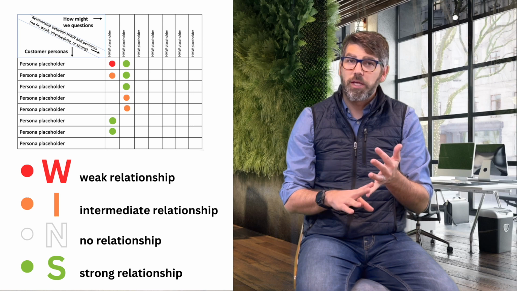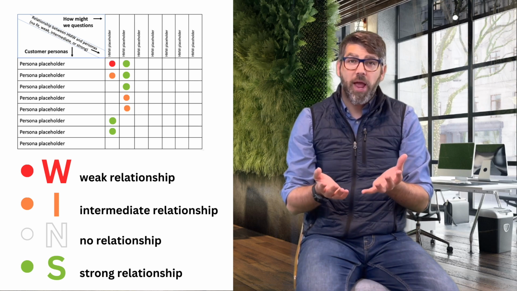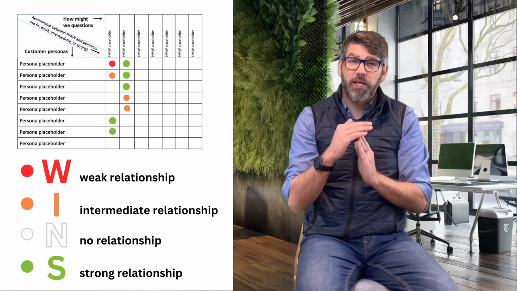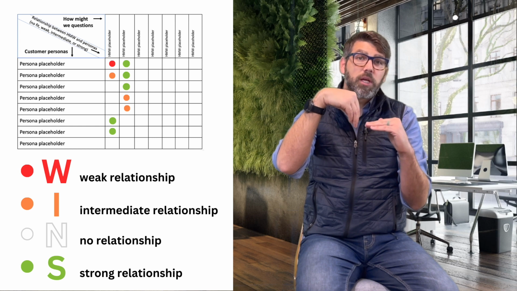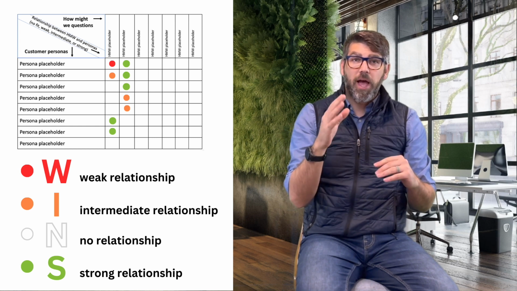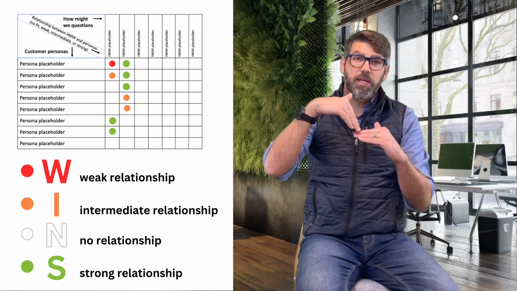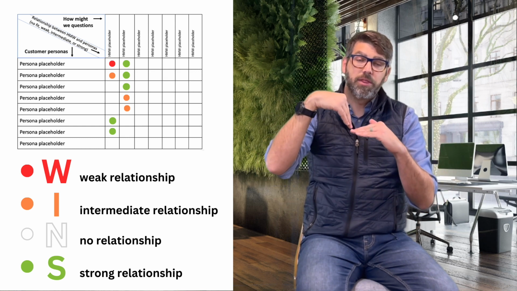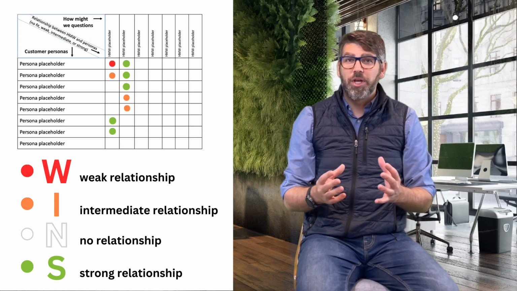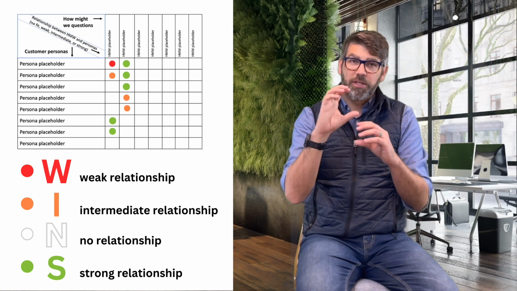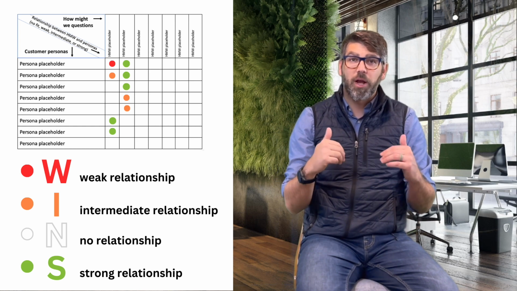The W is weak. So this would be indicated by a red dot within that intersection, indicating for that persona, that need is very weak or low in importance. The I is intermediate. This is indicated by a yellow dot at the intersection between the persona and the need. The N is no. So if there is no importance, that intersection, there will be no indication of importance, so it'll be left blank in that quadrant.